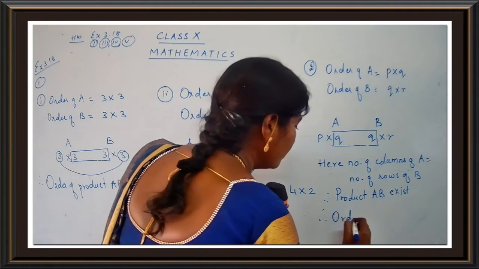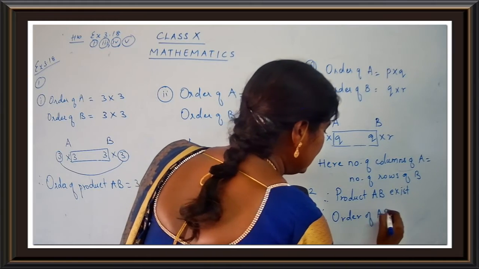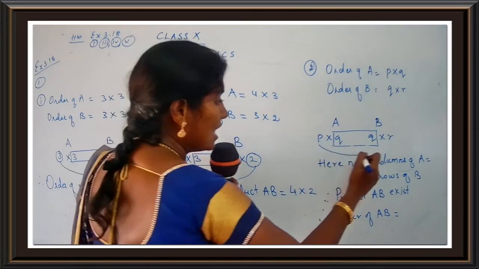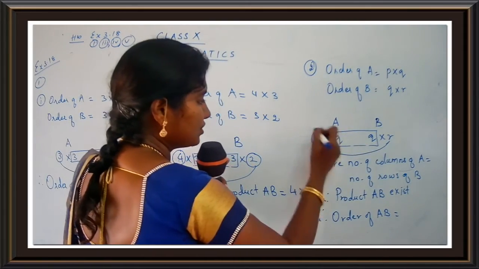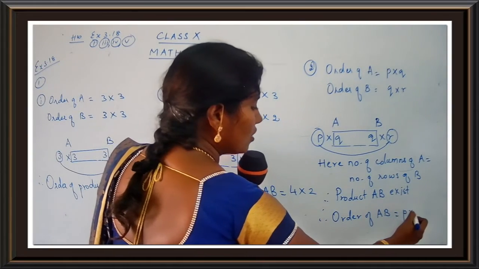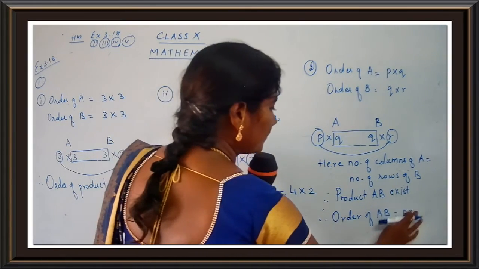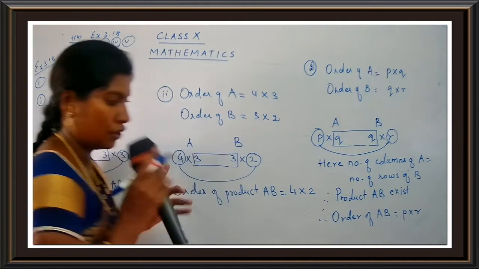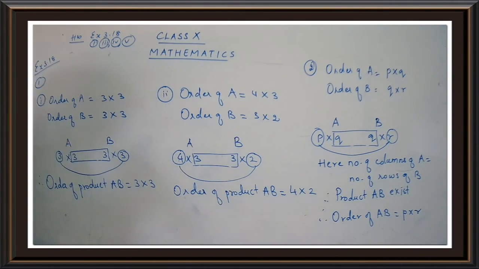Therefore, the order of AB is equal to. What is the order? You have to see the extreme corners. What are the extreme corners? P cross R. This is the order. So the order of AB is P cross R. Write down the answer. So order of AB, P cross R.